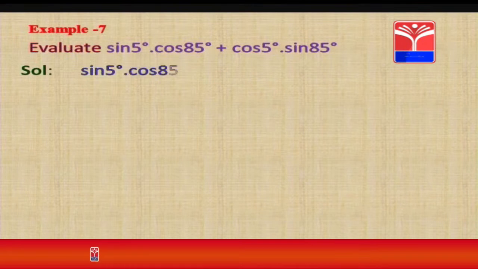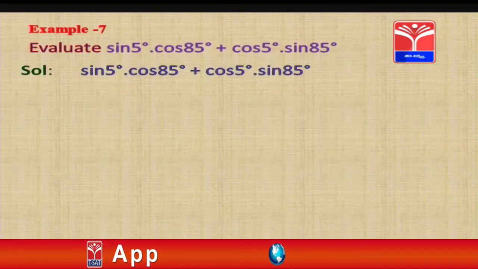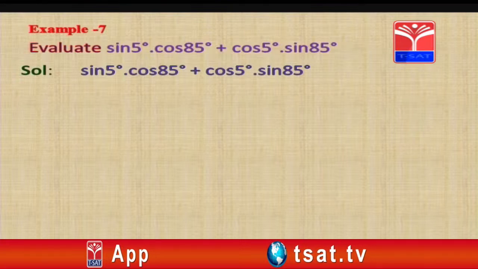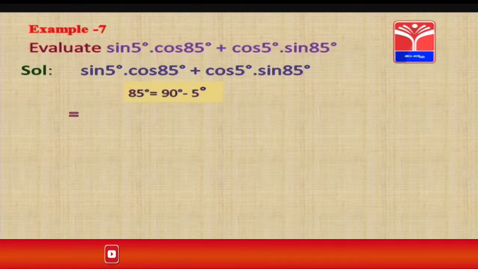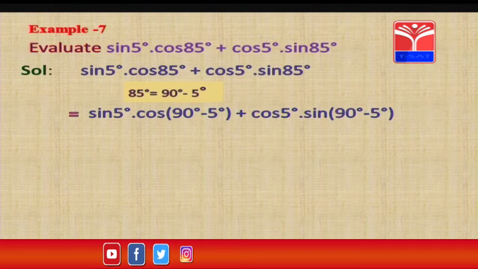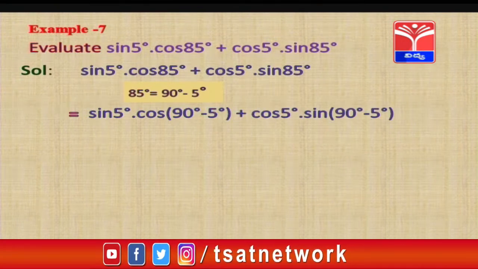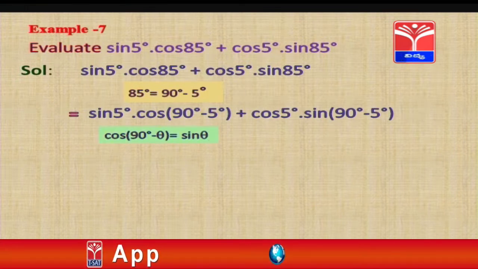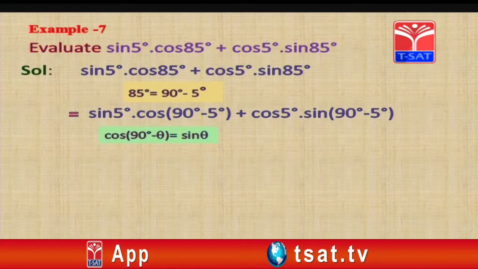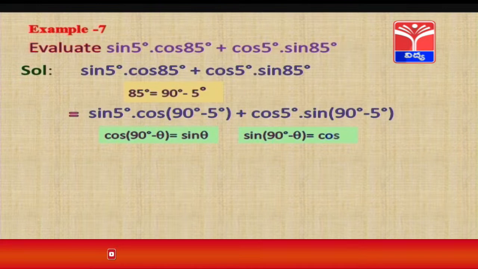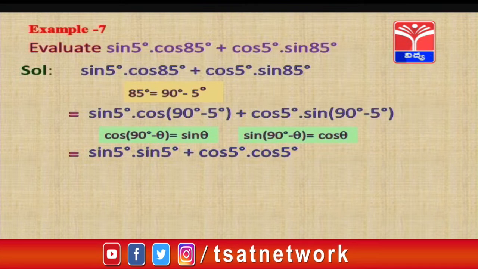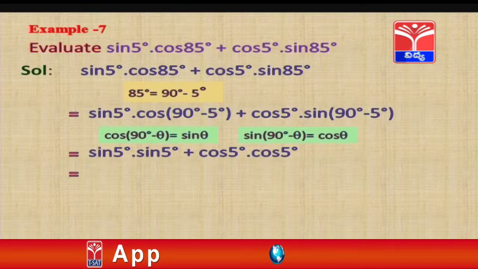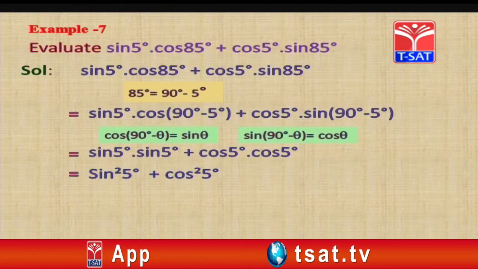Solution for this: sine 5 degrees into cos 85 degrees plus cos 5 degrees into sine 85 degrees. I will convert 85 as 90 minus 5. So, I will be getting here sine 5 into cos of 90 minus 5 degrees plus cos 5 into sine of 90 minus 5 degrees. So, this becomes where we have a chance to convert sine to cos, cos to sine. Cos 90 minus theta is equal to sine theta. Similarly, sine 90 minus theta is equal to cos theta. So, I am going to get the answer as sine 5 into sine 5 degrees plus cos 5 degrees into cos 5 degrees. So, this is going to become sine square 5 degrees plus cos square 5 degrees.